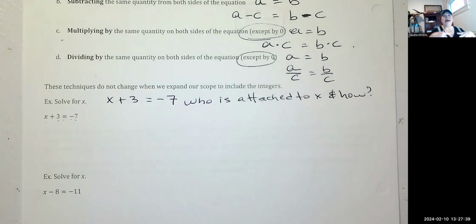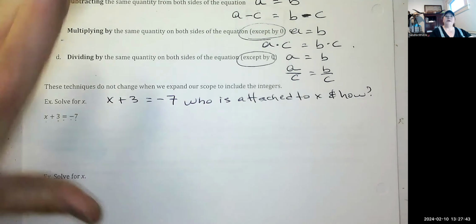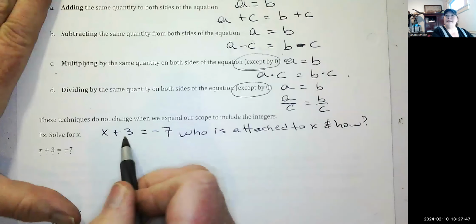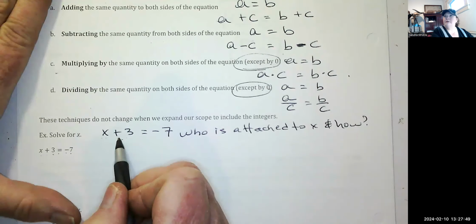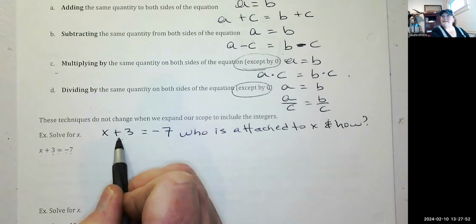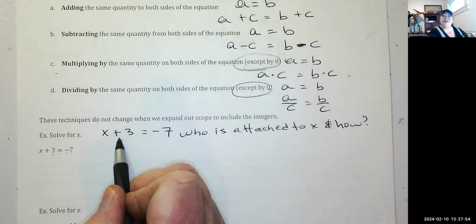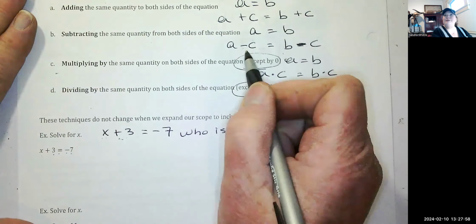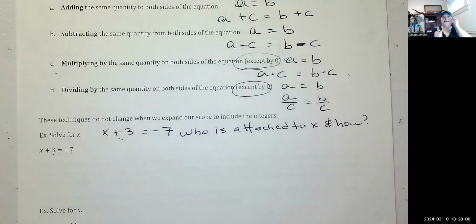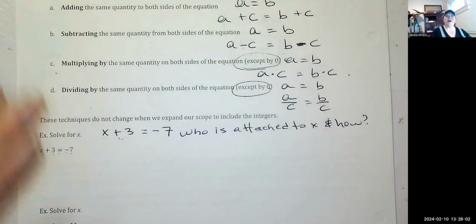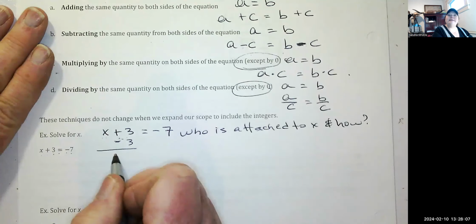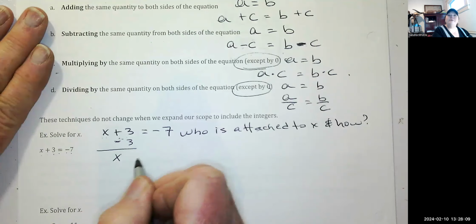All right, because we want X isolated all by its little lonesome on one side. So I just said up here, well, first of all, it's 3, and 3 is attached to X by addition. So we have to do the opposite of addition, which is subtraction. And we learned up here that if we subtract the same number from both sides, we're still maintaining that equality. So that works. So I can subtract 3 from here and get X by itself because this becomes 0.